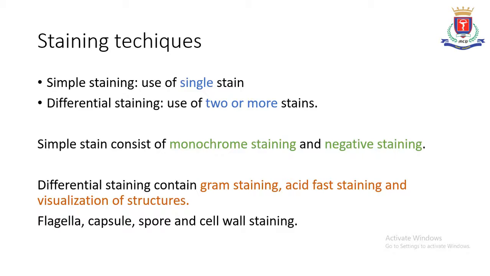And you can visualize different structural components of the bacteria. So instead of staining the whole bacteria, a particular structure can be stained and visualized under the microscope. It usually includes flagella staining, capsule staining, spore staining and cell wall staining. So when you go for these techniques, only the flagella, capsule, spore and cell wall will be visualized. So you can see the structure and morphology of those particular components.